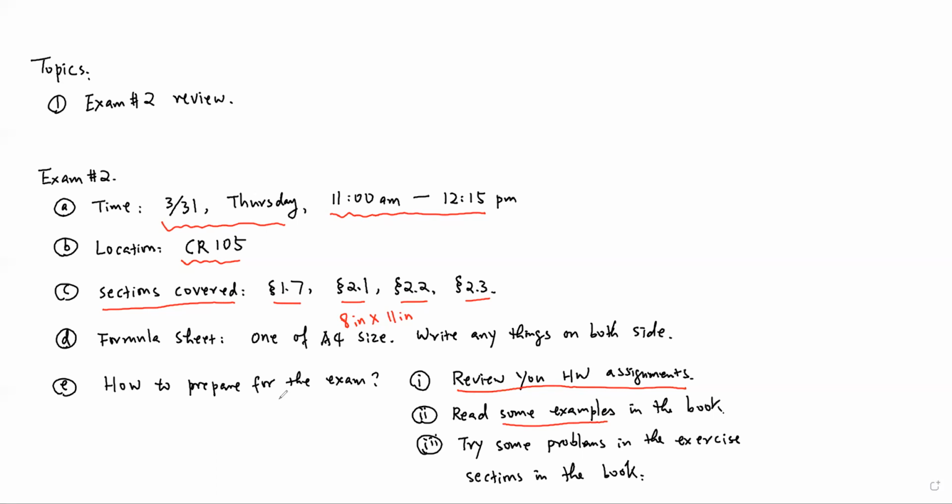Okay. Now, let's review section by section. Section 1.7. What is 1.7 about? It is about linear dependence and independence. To study mathematics: mathematics is a subject of definitions and theorems.